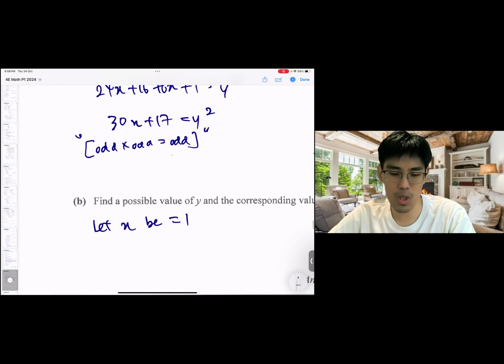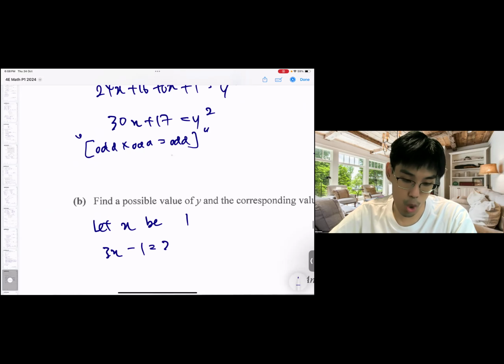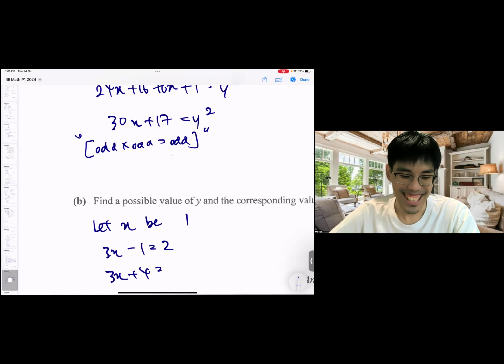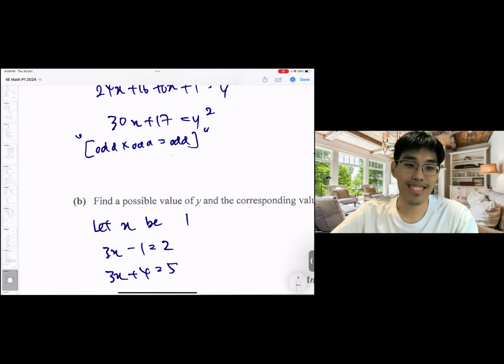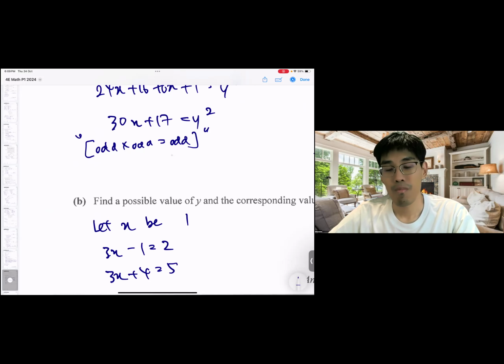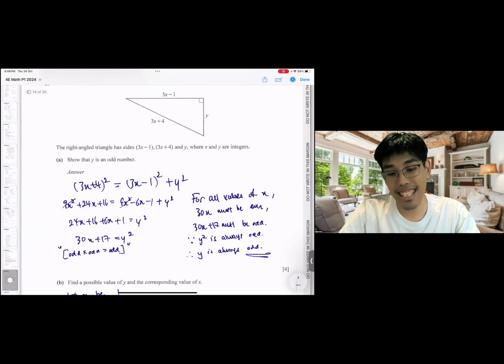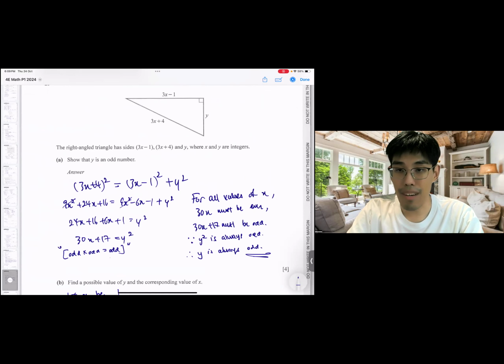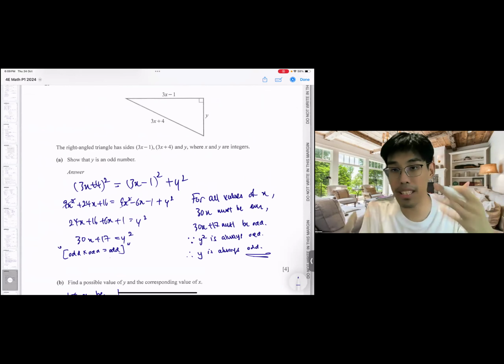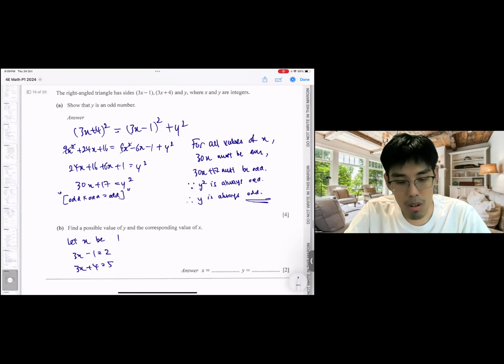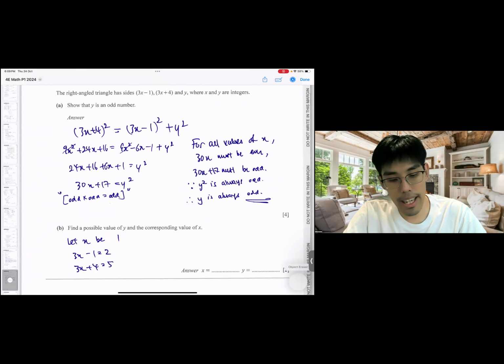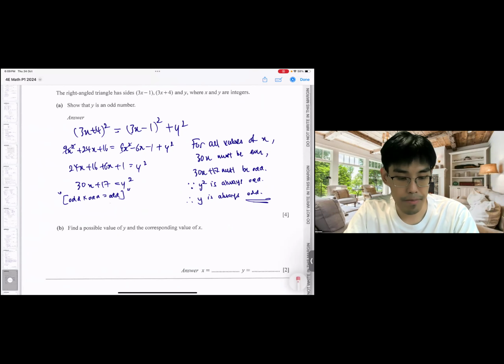x be equal to 1, so 3x minus 1 is 2, 3x plus 4 is 5. Okay? But it must be a nice number, because y must be an integer. So what I can see is maybe 5, 5, 12, 13. Pythagorean triplets come into play. So maybe find a possible value of y and a corresponding value of x.